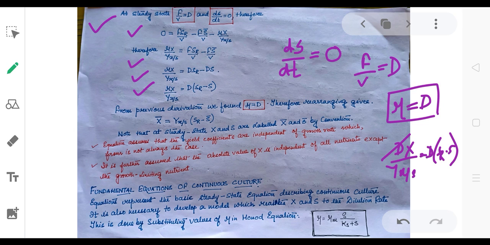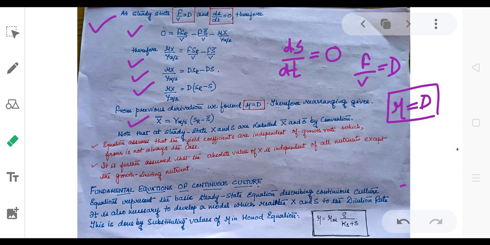So we can cancel out D. As we cancel out D, rearranging, we get x is equal to Yx/s (SR minus S). You just cross multiply, and you get x is equal to Yx/s into (SR minus S). Am I clear to you or not? Okay. Next we will move on.